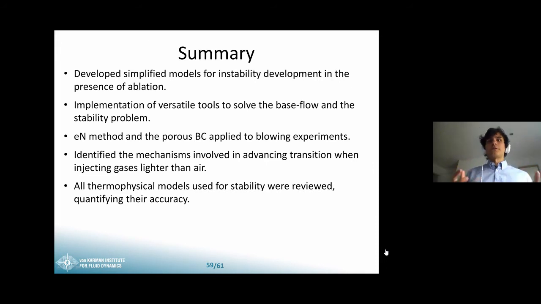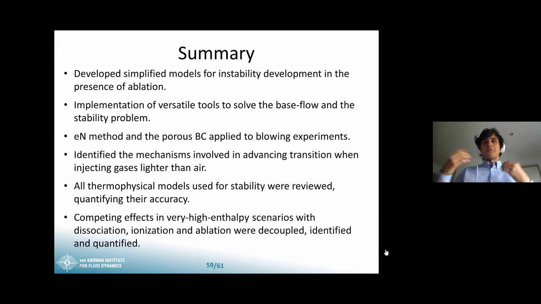We made a review of all the thermophysical models that were previously used by other authors studying stability, and we quantified their accuracy and the error that one could expect when using them. And finally, we used state-of-the-art models to investigate competing effects in very high entropy scenarios with dissociation, ionization, and ablation, decoupling them and identifying and quantifying their individual contributions.